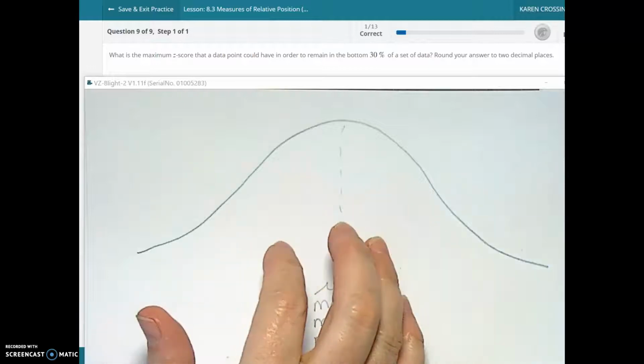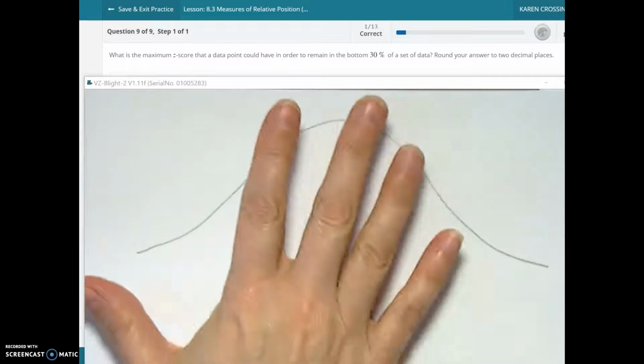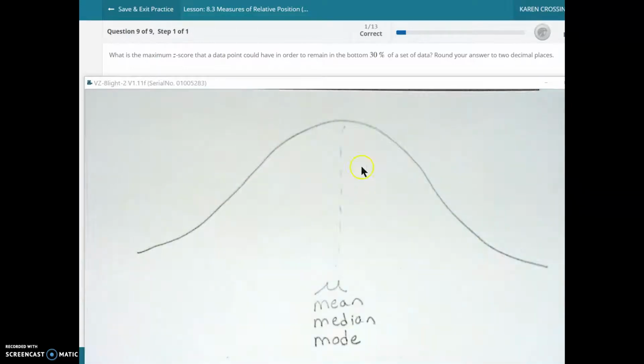All right, on this problem, I want to talk a little bit about estimating and figuring out what we're doing. It's asking us to find, at the top here, the maximum z-score that a data point can have in order to remain in the bottom 30% of any set of data.